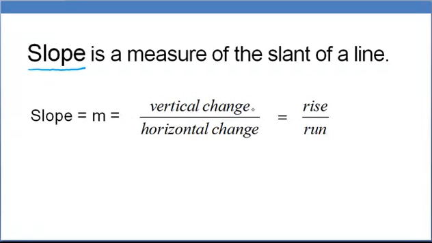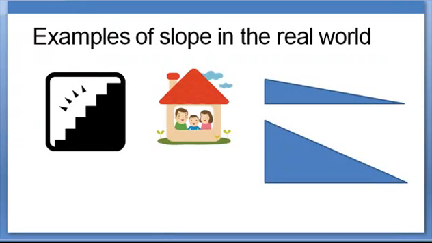So how much it changes up and down compared to how much it changes across. This is also called the rise over the run. We often use m to represent the slope. That is standard. Let's think of some examples of slope in the real world.